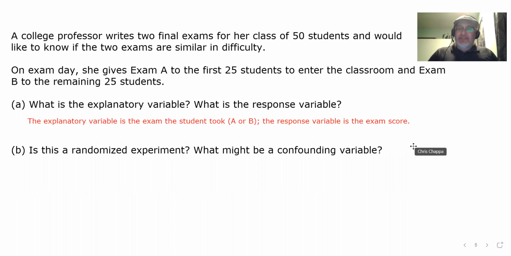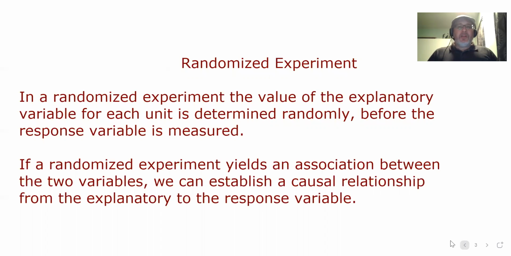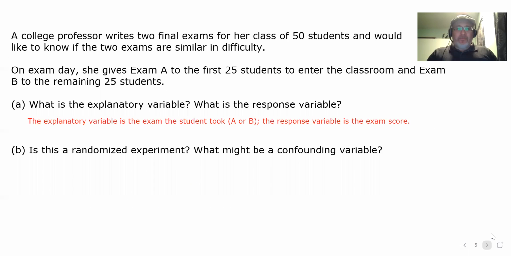Is this a randomized experiment? What might be the confounding variable? Let's go back and review the definition of a randomized experiment. The values of the explanatory variable for each unit is determined randomly. Were the students randomly assigned exam A or B? And the answer is no.